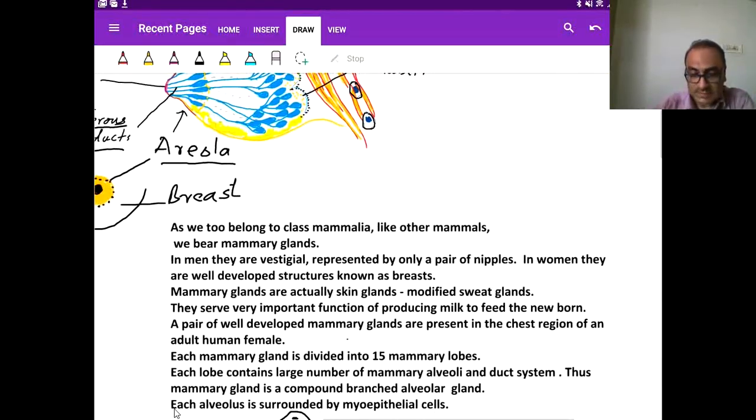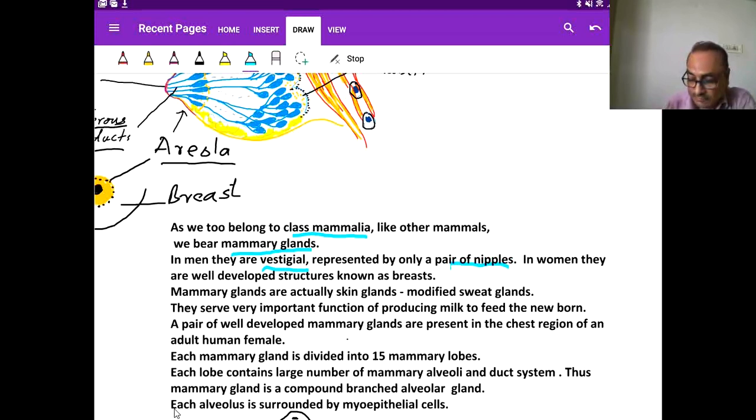Summarize whatever we have learnt, and some more information will be taken up. Now the points I have listed here: the first one is, as we belong to class Mammalia, we have mammary glands. In men they are vestigial structures, represented by a pair of nipples.